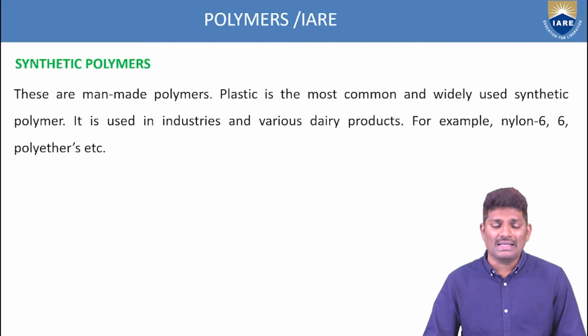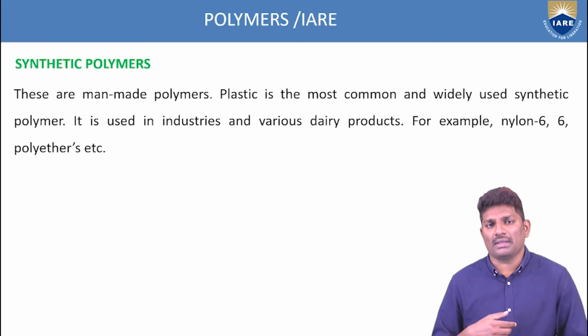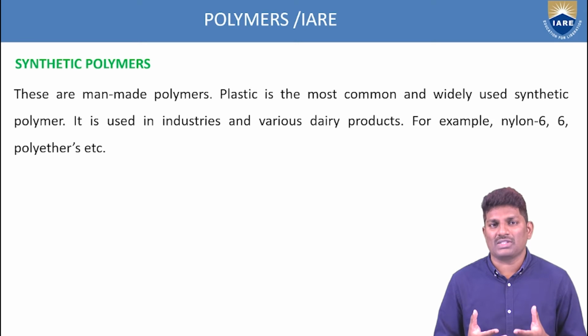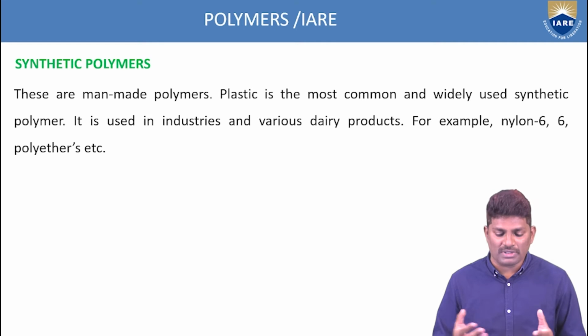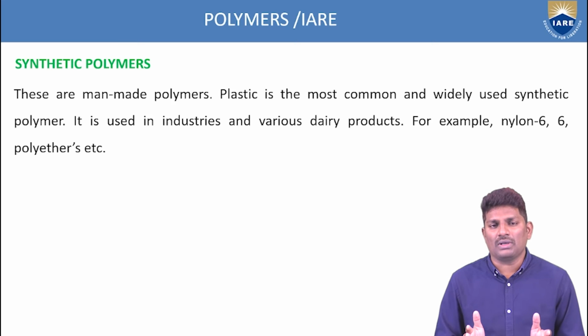The third one is synthetic polymers. Synthetic means these are completely man-made polymers. We prepare them ourselves for the required application. These are all the polymers which we prepare by ourselves. That's why these are called man-made polymers. Plastic is the most common and widely used synthetic polymer. So the best example of synthetic polymer is plastics.